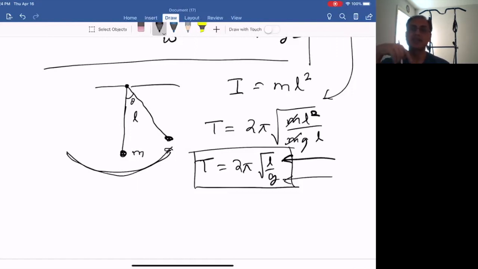So there were chandeliers of various lengths which were swinging in the wind. And Galileo was watching those swing, and he suddenly had this realization that the time period did not depend on the mass of the bulb. It just depended on the length of the cord suspending it.